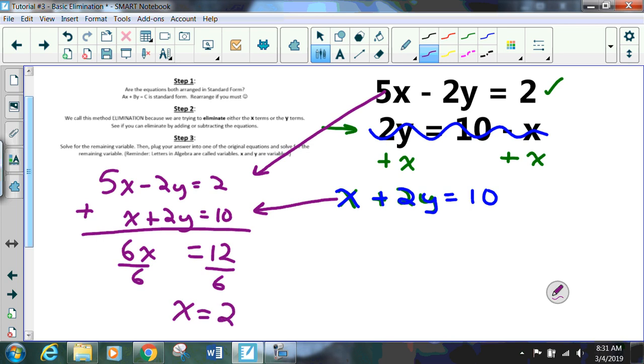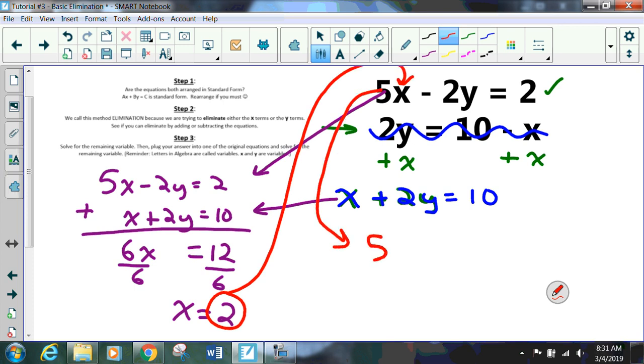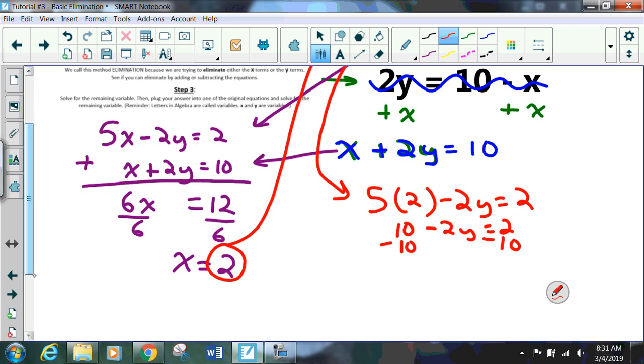I'm halfway done, right? I'm going to go ahead and take that 2 and plug it in for x. I can use either equation. I'm going to use this first one. So I have 5, and I see my x. I'm going to plug in my answer of 2. And then I'm going to solve for y. 5 times 2 is 10. We've had a lot of 10s in this lesson, haven't we? We're going to bring down the minus 2y and the equals 2. We're going to go ahead and subtract 10 from both sides. It's just a two-step, right? We're going to end up with negative 2y equals 2 minus 10 is negative 8. Divide both sides by negative 2.